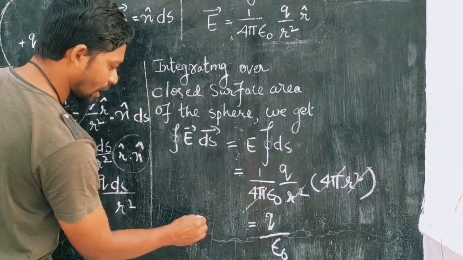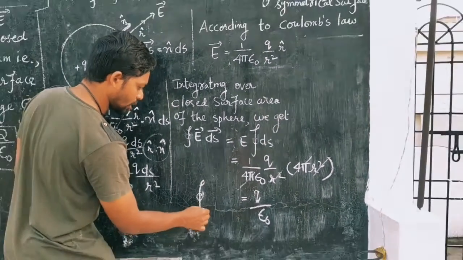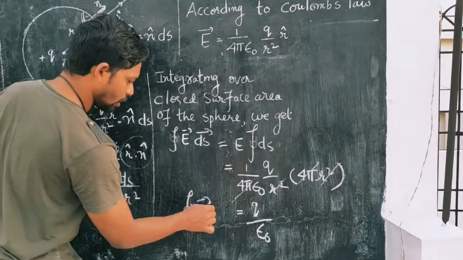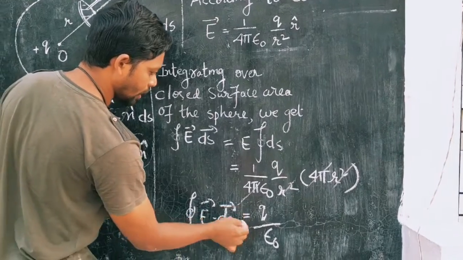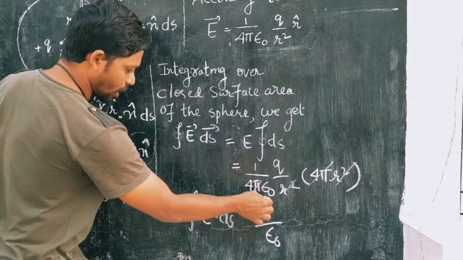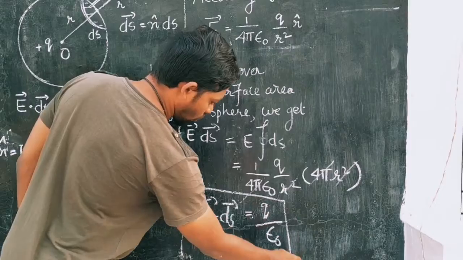So we got the value: integral E ds is nothing but q by epsilon naught.